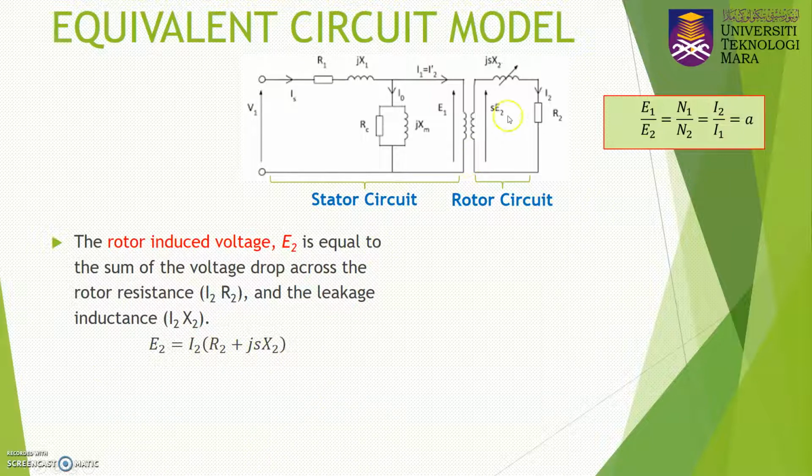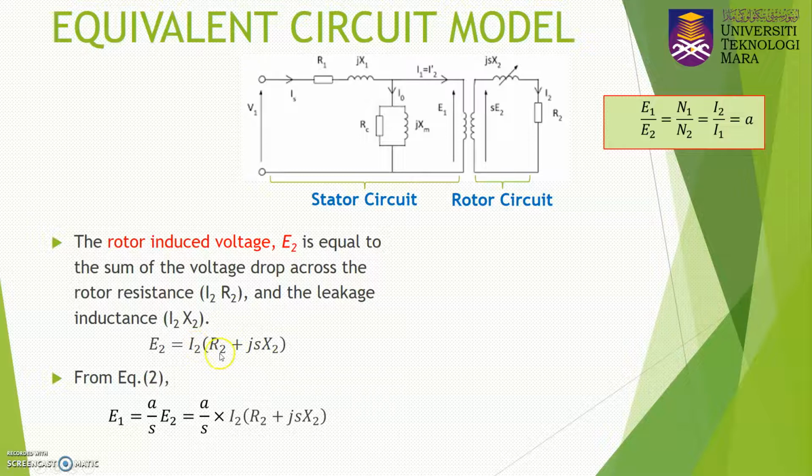Once you apply the KVL across the second loop, next, from the previous slide, you know that from equation 2, the relationship between E1 and E2 is given by E1 equal to A divided by S times E2. Then you can substitute the value of E2 here. So E1 will be equal to A divided by S multiplied by I2 multiplied by R2 plus JSX2.